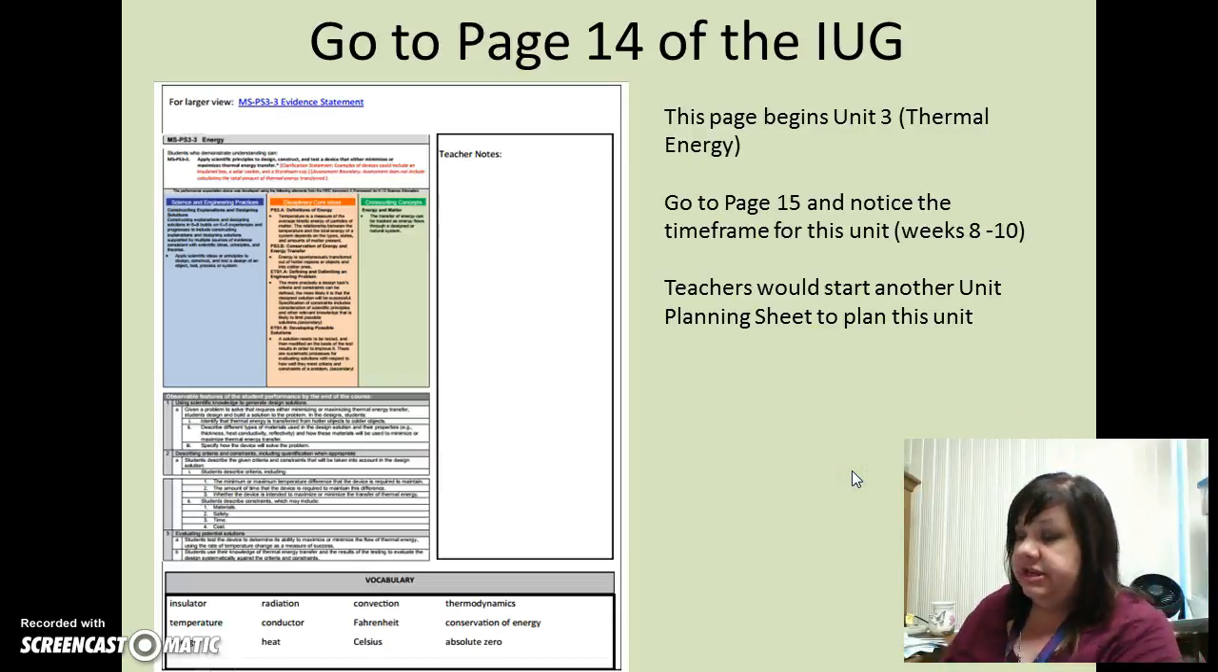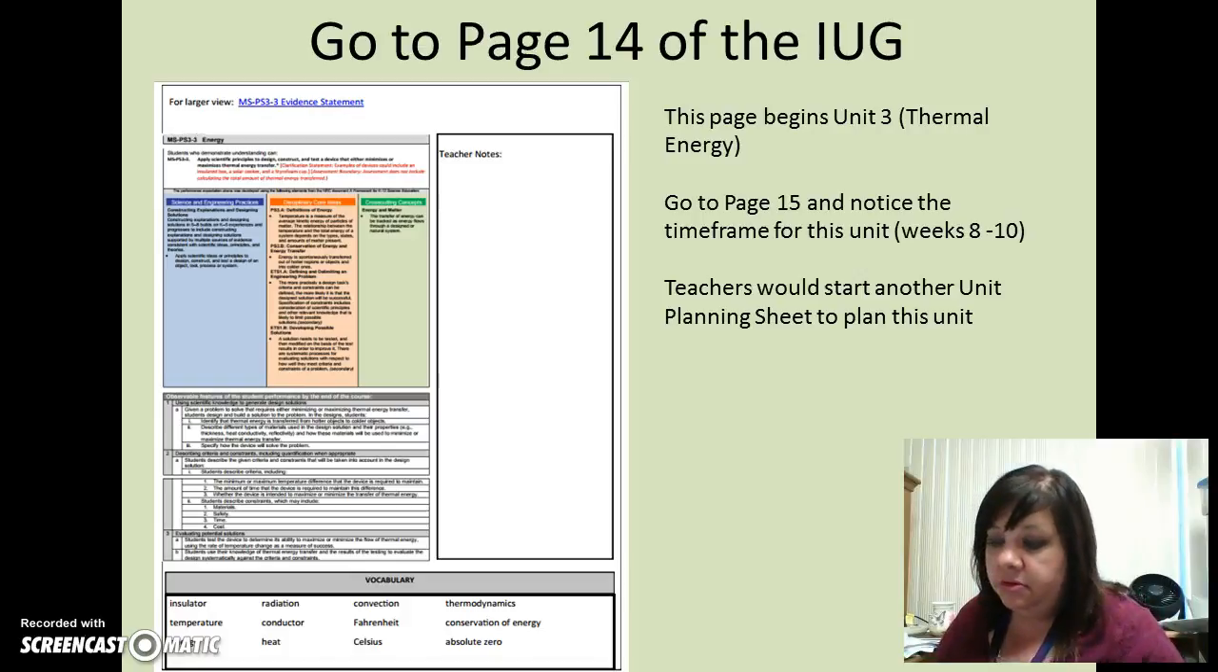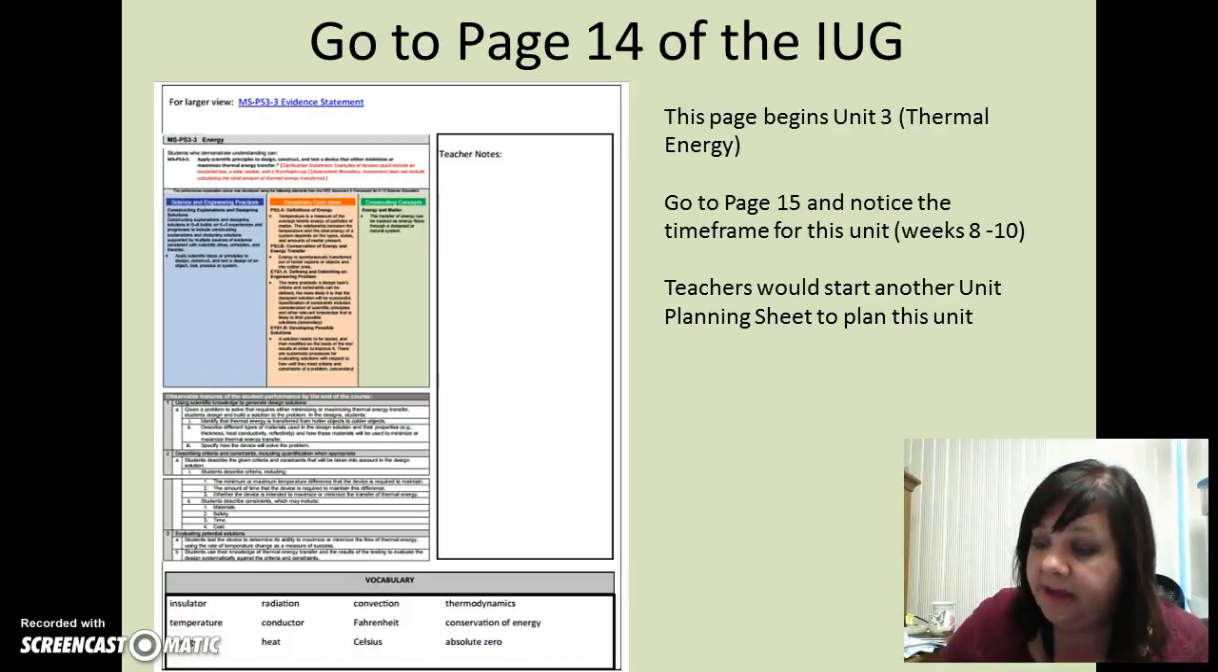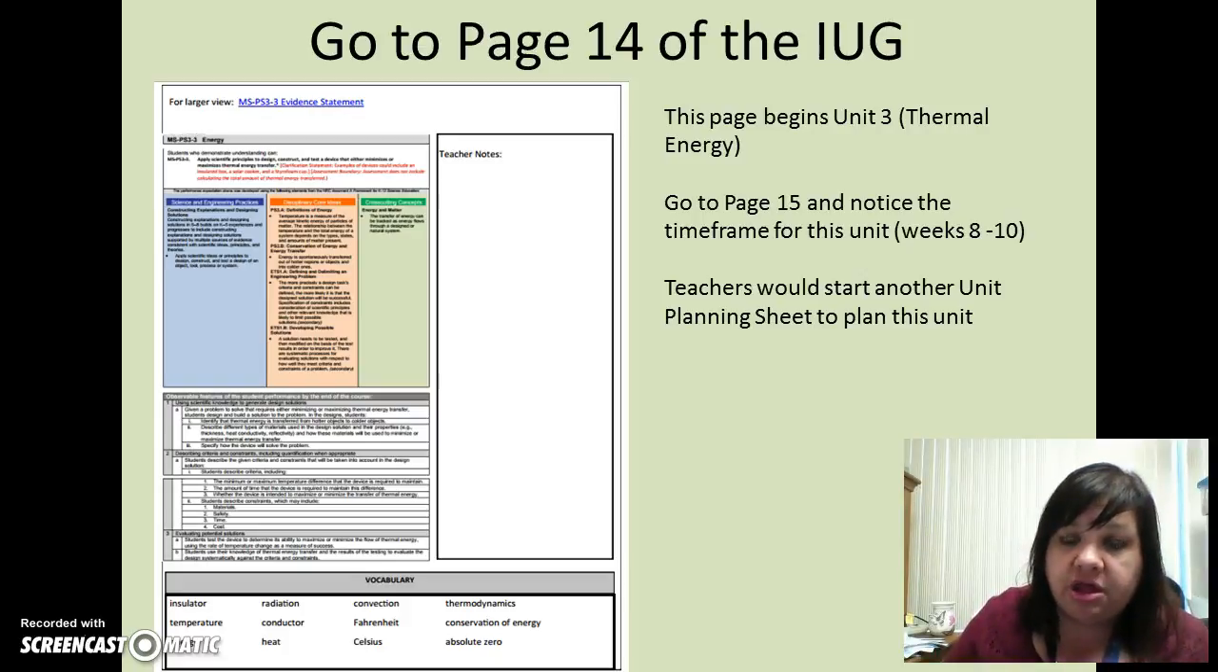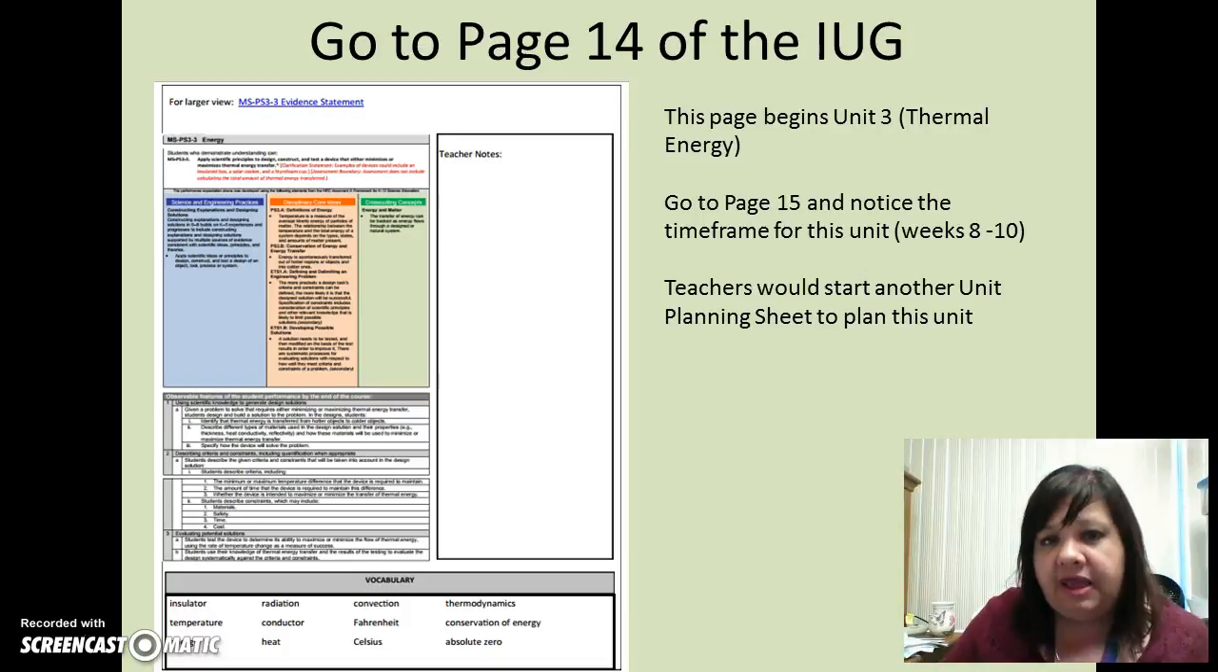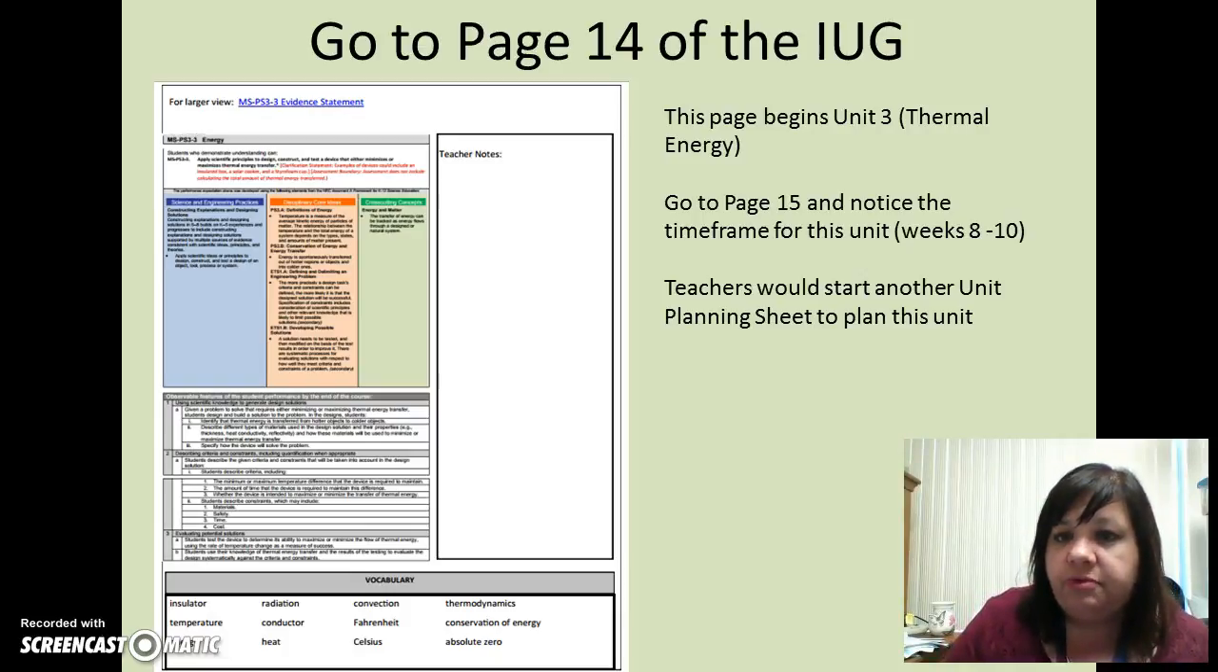On page 14 of your instructional unit guide, you will see that we begin what's called Unit 3. So you can look at page 15 and you'll see that the unit title is thermal energy. So we're no longer doing waves, we are now doing thermal energy. And page 14 actually has the evidence statement for that. Now that MS-PS3-3 is one that we use in waves. So again, it will be used in thermal energy.